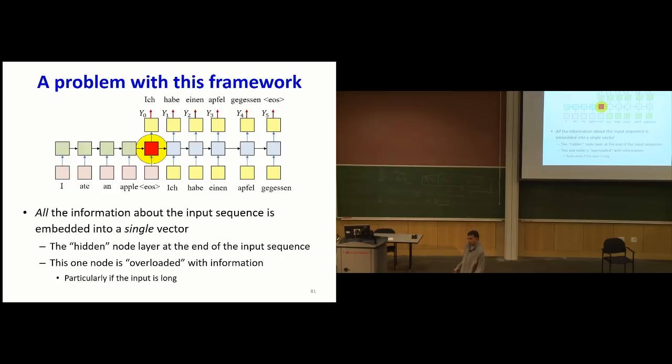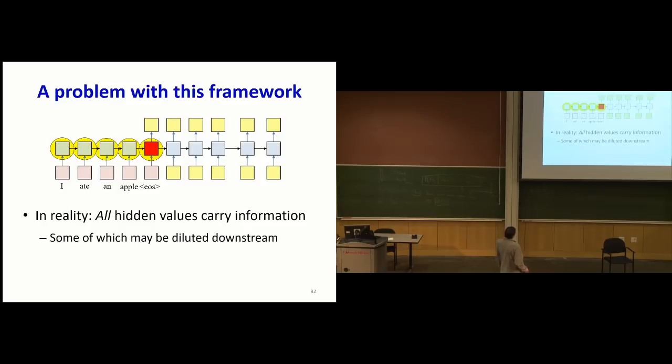So this framework works. It's actually very simple. It's very convenient. And there's a problem. All of the information about the input sequence is being embedded into this one single vector, which is the hidden node at the end of the input sequence. So basically, we are overloading this one node with a lot of information. Regardless of the length of the input sequence, you're trying to squish all of those into that one node, and that doesn't make a lot of sense. In reality, every one of these hidden representations carries information. And each of these carries a lot of local information about the specific word that it saw at that time, and also some global information about everything that happened before it, right?